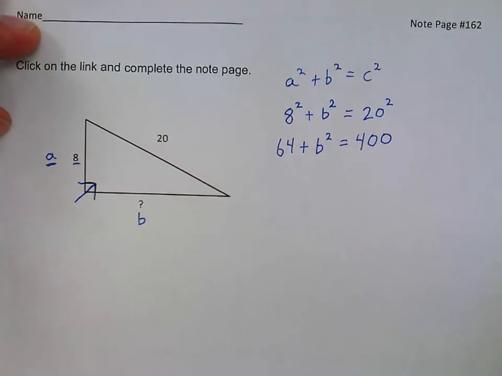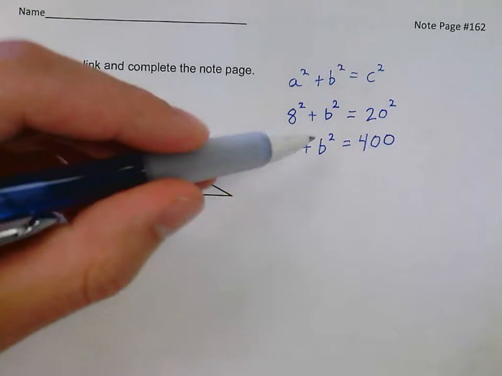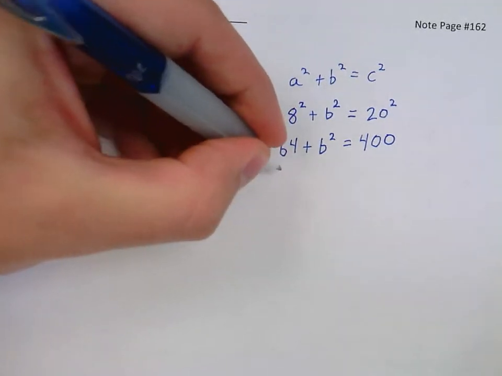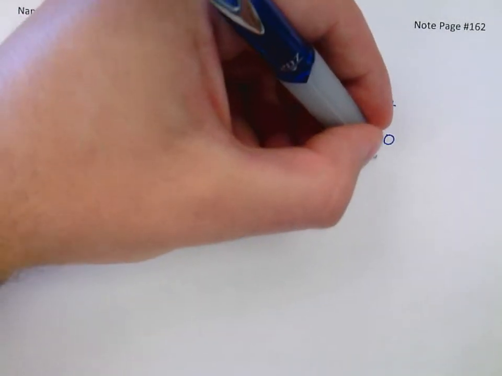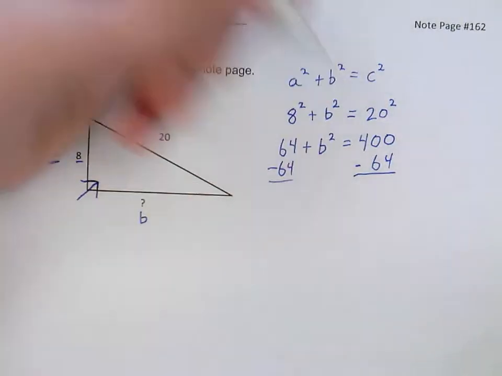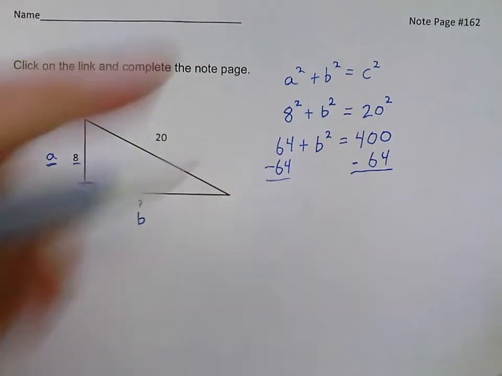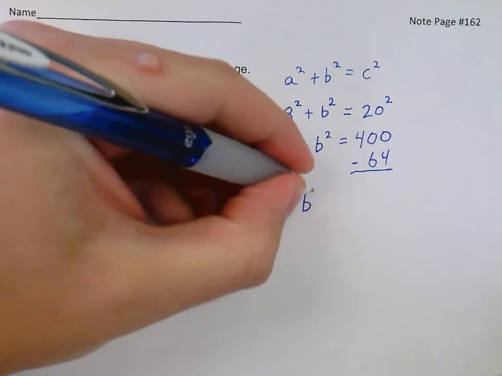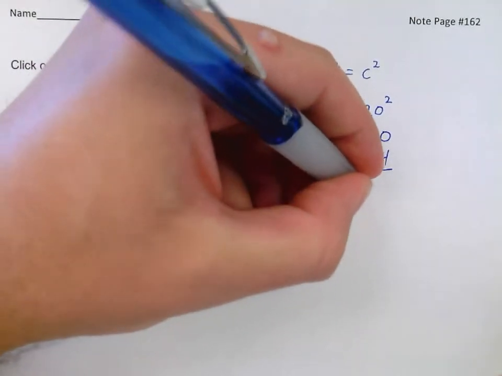Well, I want b all by itself. Right now I've got the 64 on the left-hand side being added to b squared. I want to get rid of that. Because this is positive, being added, I need to subtract it. I need to take away this 64. But I can't just do that to one side. If we remember, we've got to do it to both sides, like so. And those 64s cancel out, so I'm left with b squared on the left-hand side is equal to 336.